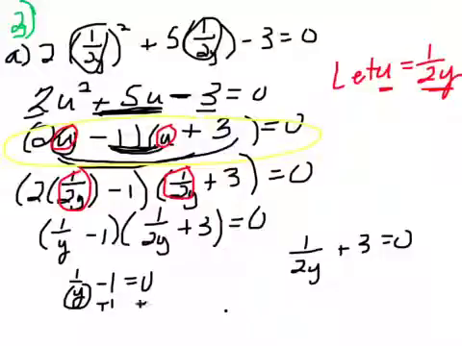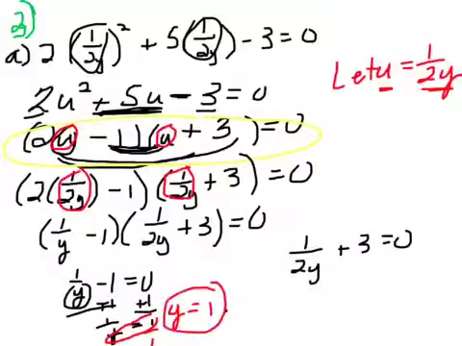We could add 1 to both sides. We get 1 over y is equal to 1. Let me make that into a proportion. I have a fraction on the left, I could change the right into a fraction, and I could cross multiply. Y times 1 is y, and 1 times 1 is 1. So there's one answer, y equals 1.